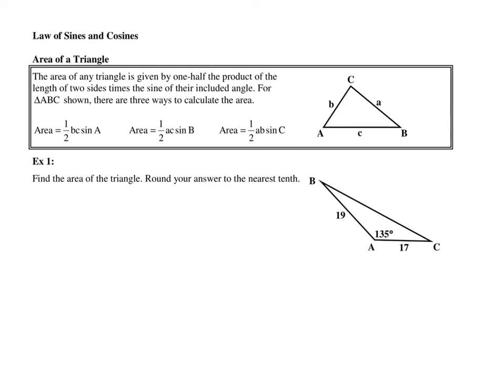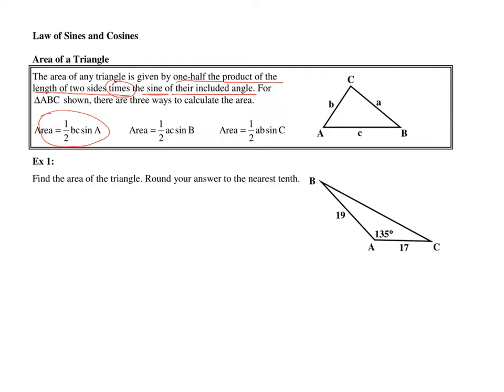Alright, this lesson has to do with the law of sines and cosines, but before we get into the law of sines and cosines, we're going to work with a new area formula for a triangle. Now, the area of a triangle is given by 1/2 of the product of the lengths of two sides times the sine of their included angle. So there's 3 variations to this formula depending on what side lengths and angles you have to work with.